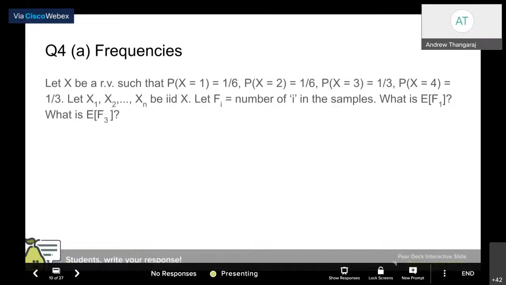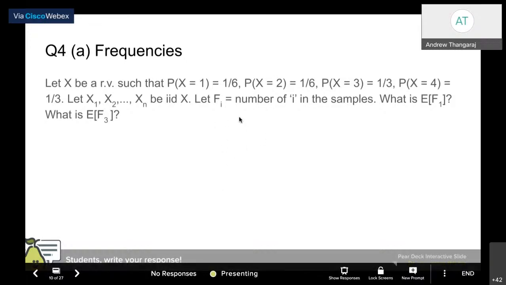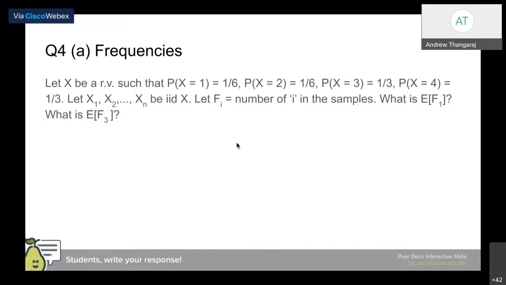So if x is a random variable, it's discrete, it takes just 4 values, and fi is the number of i in the sample. So f1 is what? How many ones are there from x1 through xn? f3 is what? How many threes are there from x1 to xn? Okay. You go ahead and do it, and then I'll comment on the answer a little bit. So this is sort of at the heart of the weak law of large numbers and many interesting things. Frequencies are very important.